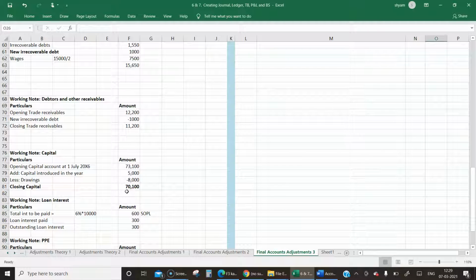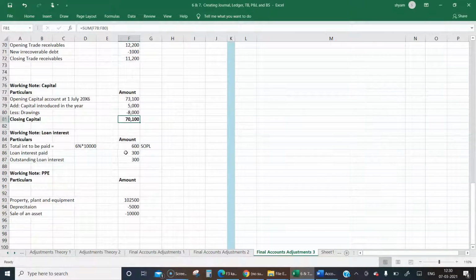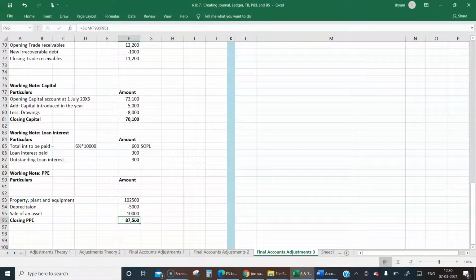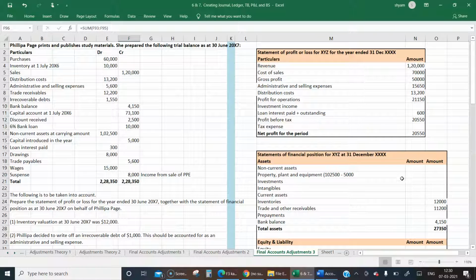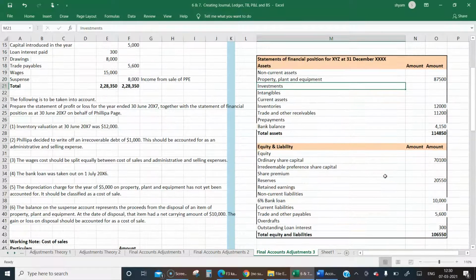The next one is capital. So capital is 70,100. I think we have already posted it. Still we have interest. I think loan interest we have posted. So only the asset value we have to take. So the closing PPE value is 87,500. We'll take that number and post it on the asset side. As we have done a working note, we don't need to show any workings again here.